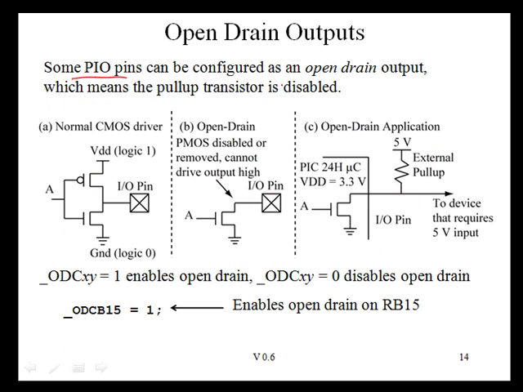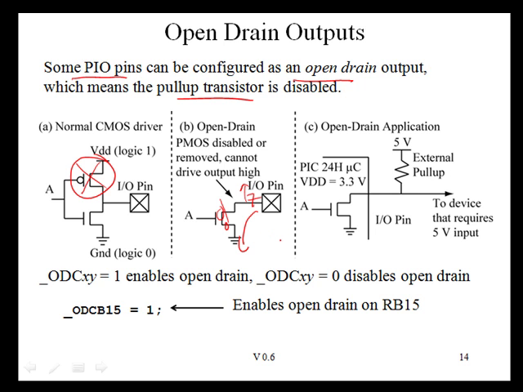Some parallel I/O pins can also be configured to be an open drain output, which means that the pull-up transistor normally found in a PMOS driver is removed or disabled. What this means is the pin can only pull low. If you try and pull high, it simply means that this switch right here will be open, but nothing will be pulling high, so it'll just be floating.